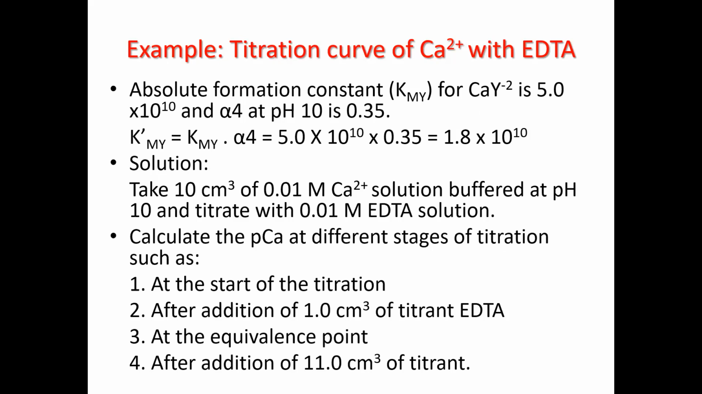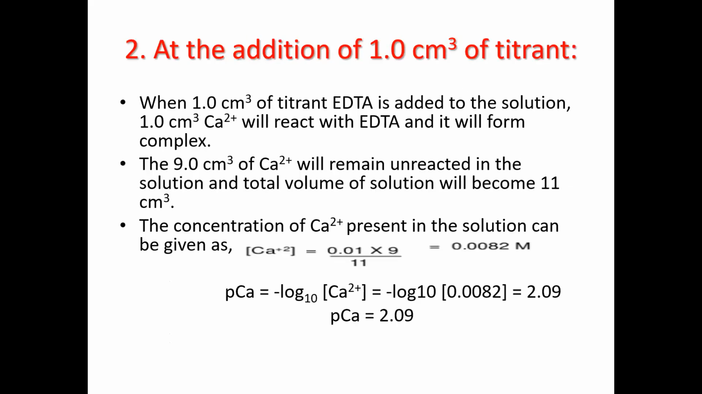After you add 1 cm cubed of the titrant, then the equivalence point, and after you add 11 cm cubed of the titrant. So we are moving to the next one. We add 1 mL of the titrant. When you add 1 mL of the titrant, it's not yet the end point, the equivalence point.